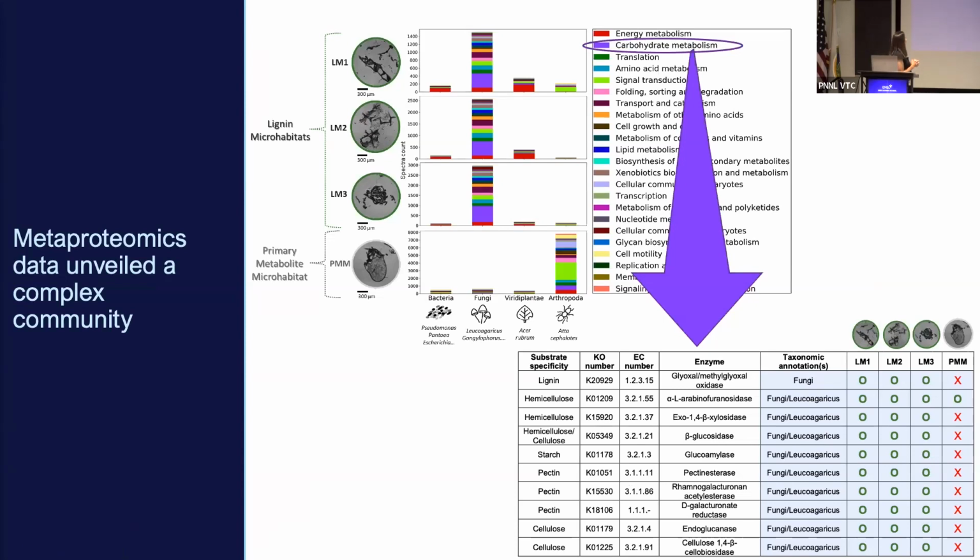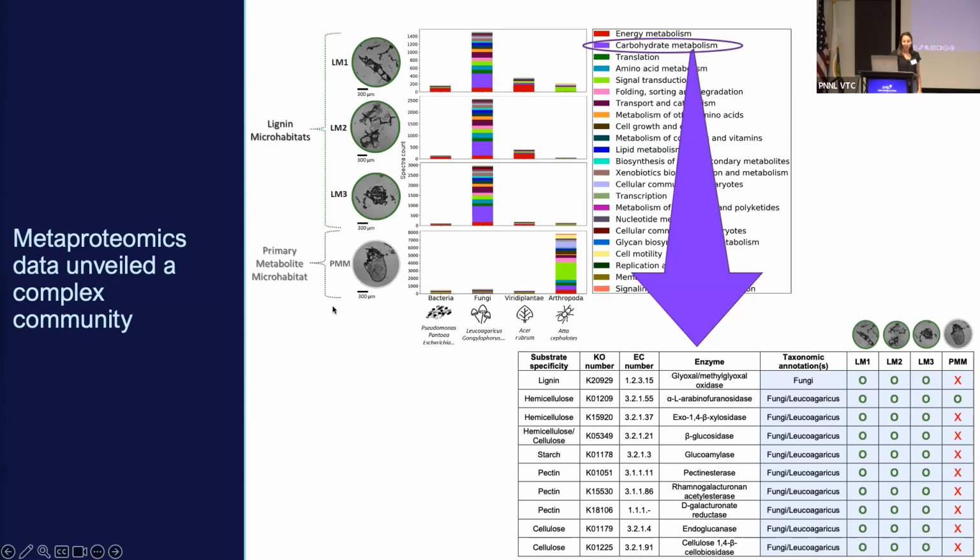In the end, our metaproteomics data reveal a really complex community. As you can see here in lignin microhabitats 1, 2, and 3, the most abundant were enzymes coming from fungus. By looking at this table, you can see that the purple ones were highly abundant, and those are enzymes involved in carbohydrate metabolism, as expected, because from the previous experiments, we know that fungus is the main driver of lignocellulose degradation.